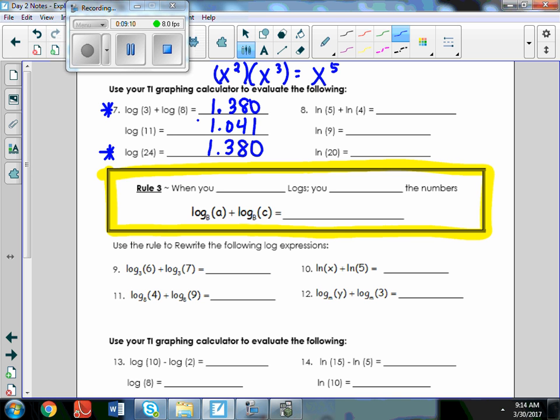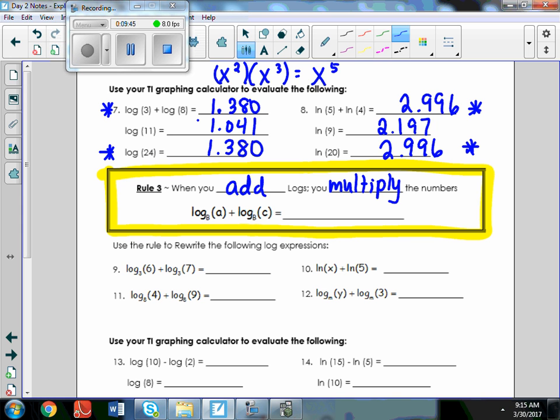So over here, what did you guys get? 2.996? Something like that? Okay. And then what'd you get for log 9? It's different though, right? I had 197. And then this one's the same. So when you're adding same base logs, you actually multiply the numbers.